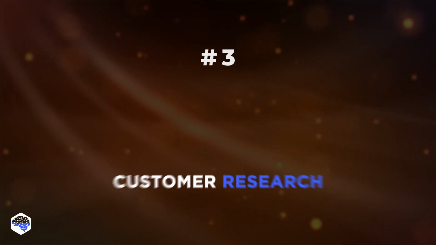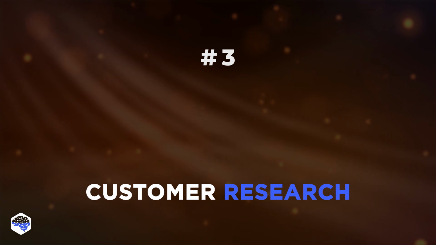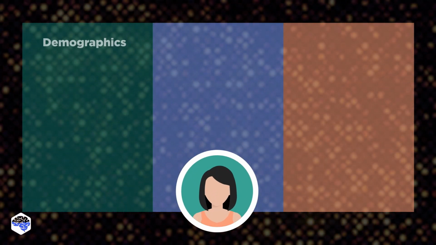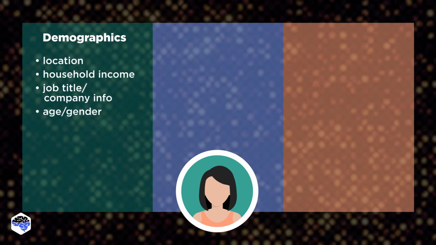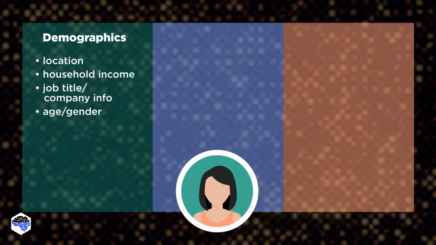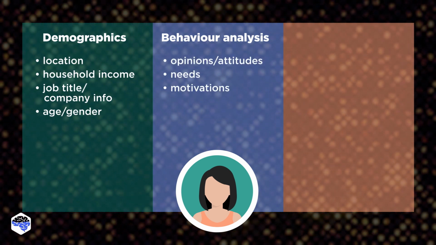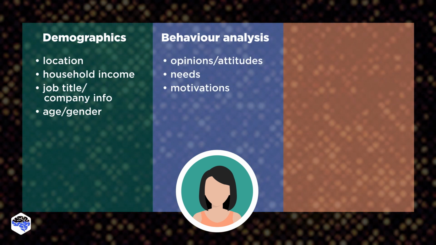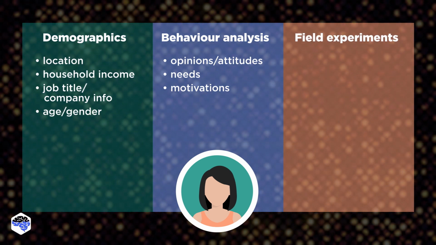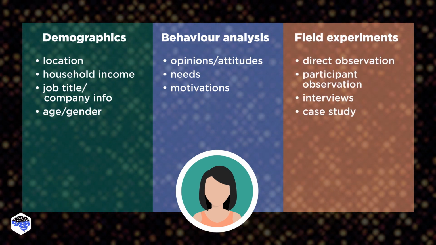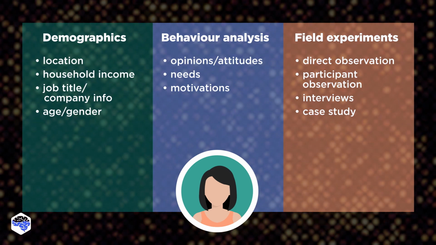The third element is customer research. We always recommend our clients to perform this one at the very beginning of the project. And there are 3 different types of customer research, such as demographics, such as age, gender, income, social status, and employment. Behavioral analysis, when you research the audience's needs and motivations. And field experiments, when you monitor the way your target audience behaves in places they often visit.